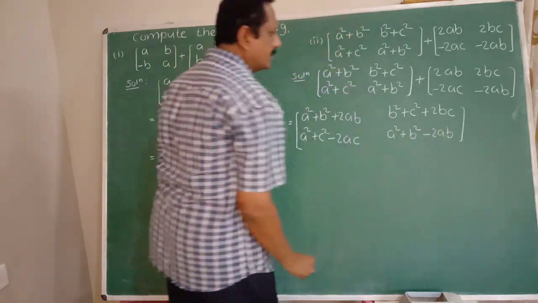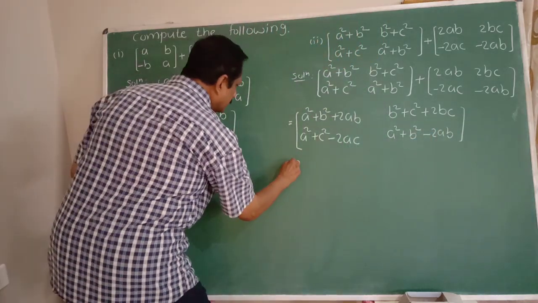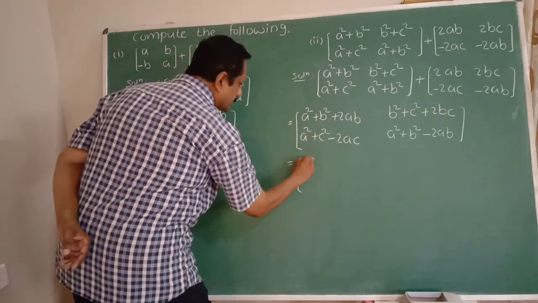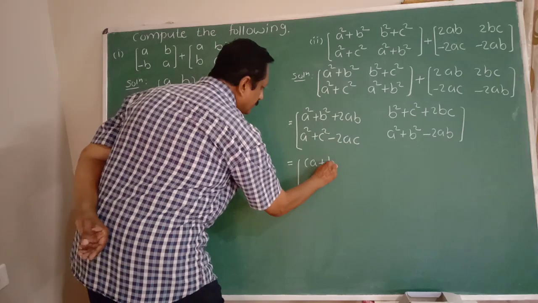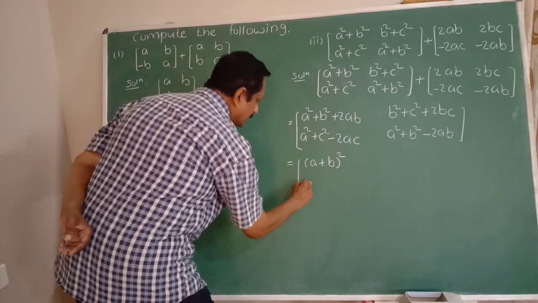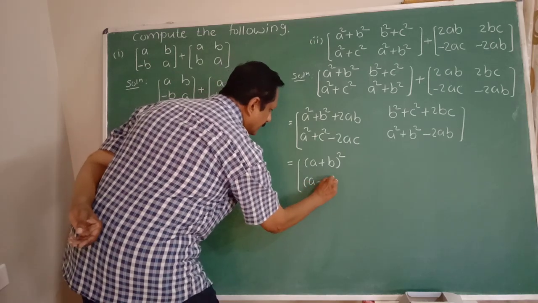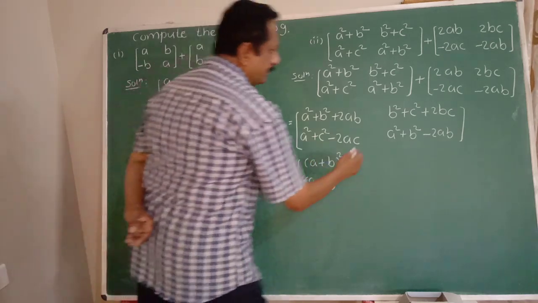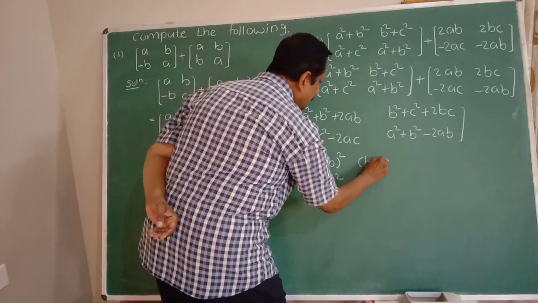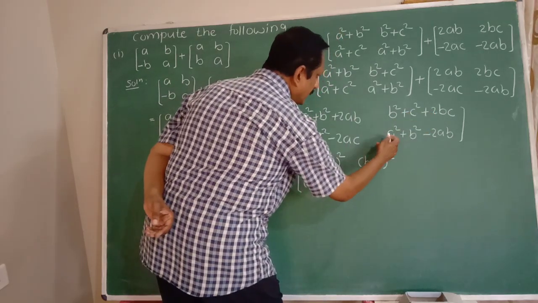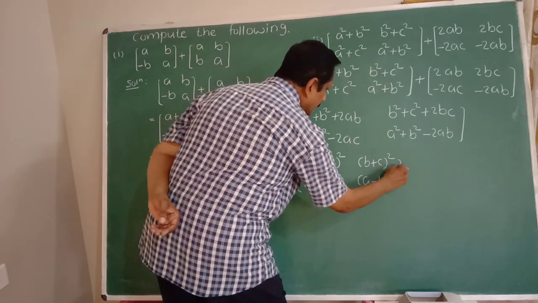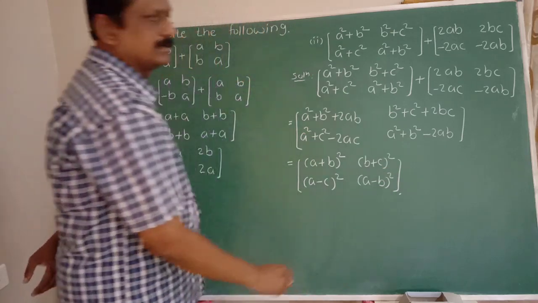Here you know the standard formulas. So this is equal to: A square plus B square plus 2AB is A plus B whole square. A square plus C square minus 2AC is A minus C whole square. B square plus C square plus 2BC is B plus C whole square, and it is minus B whole square here. This is the answer here.